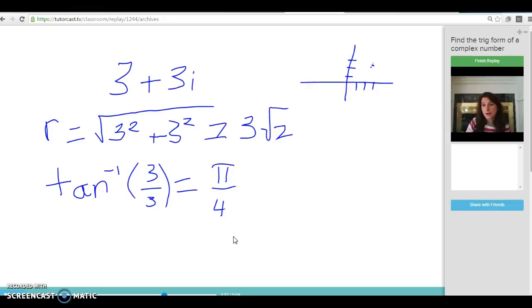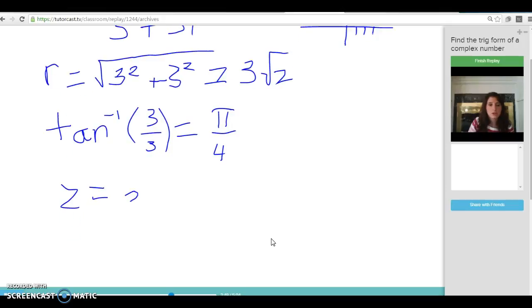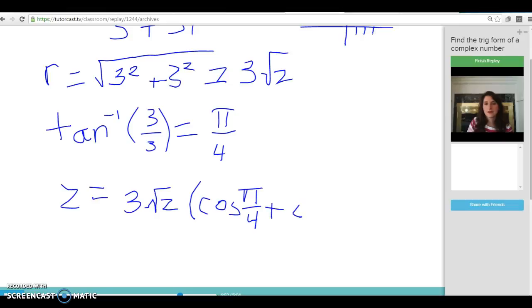So now we're ready to write our answer. So let's scroll down here so we get a little more whiteboard to use. And my answer is going to be z equals my modulus, 3 root 2, and then the cosine of pi over 4 plus, here we go, i sine pi over 4. Pi's a little wonky.